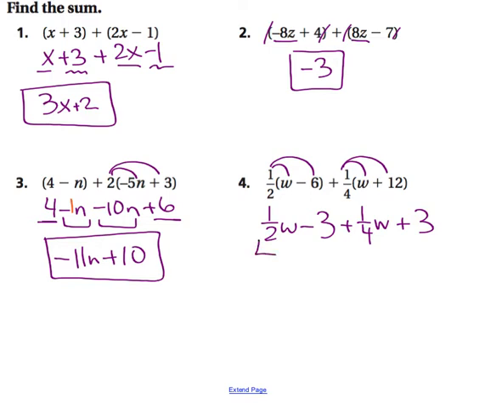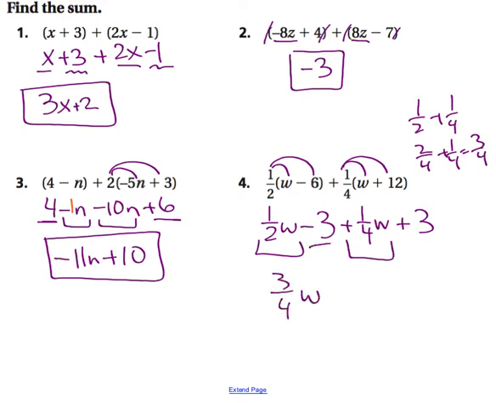Okay, like terms. 1/2 plus 1/4. 1/2 plus 1/4 is 2/4 plus 1/4. It's 3/4. So 3/4 w. And then negative 3 and 3 add to 0. So I don't need to write plus 0. 0 is just a placeholder. So 3/4 w is the answer there.